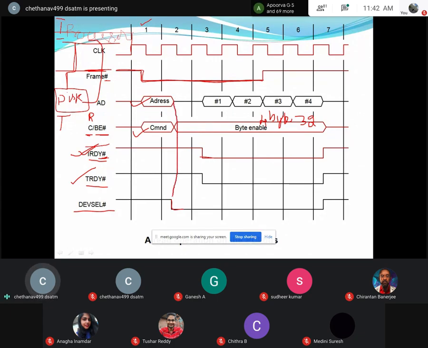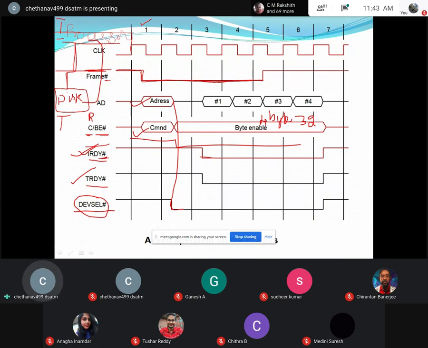Which device? We have n number of disks. Assume you have 10 disks; from which disk do I want to read the data? That is what device select does. I felt it is better if the device select comes here like this, because it is incorporated in the diagram. It is the same as the diagram given in the textbook, so you can make it out.